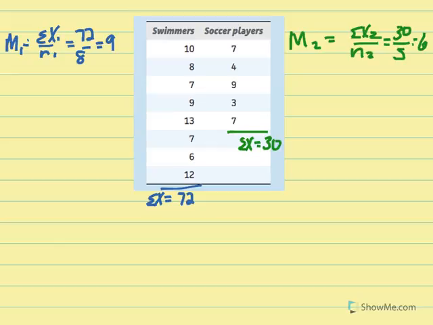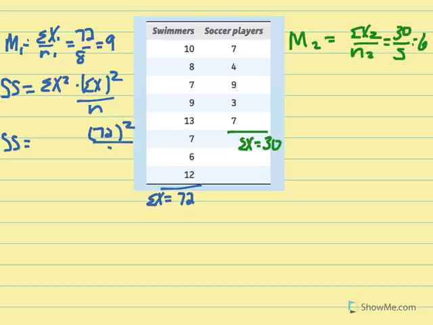Next, we're going to calculate SS using the computational formula. So SS is the sum of x squared minus the sum of x, squared, over n. Some of these things we already know, so let's go ahead and replace variables. We know the sum of x, we just calculated that, that's 72. We're going to square that. We know what n is equal to, it's 8. Now what's missing is the sum of squared x values. So let's figure out what that would be.